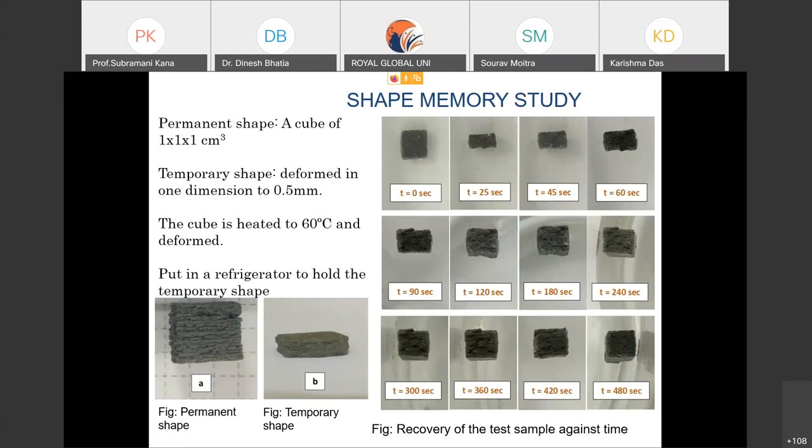there is not much change; it is bringing back its original shape, whatever is supposed to be achieved here. More than 90% we achieved here, 95.9% only. So it means within 3 to 4 minutes we are able to achieve the desired permanent shape, once it is inserted into the body or exposed to the body environment. In other words, we have only 3 to 4 minutes before it reaches the desired location. If we are able to reach it, this system will work.